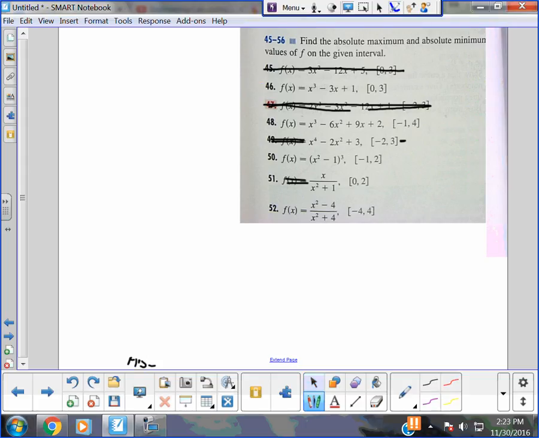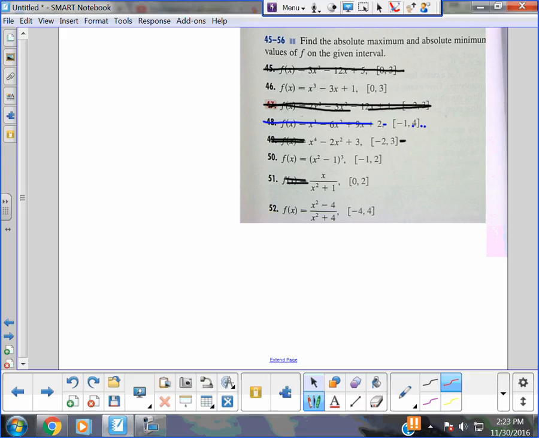48 is another polynomial. I think maybe our time would be better spent skipping 48 and doing 50, all right? Because 50, when you look at it, again, is it continuous? It's a polynomial, right? And on a closed interval. So we're going to have to check.